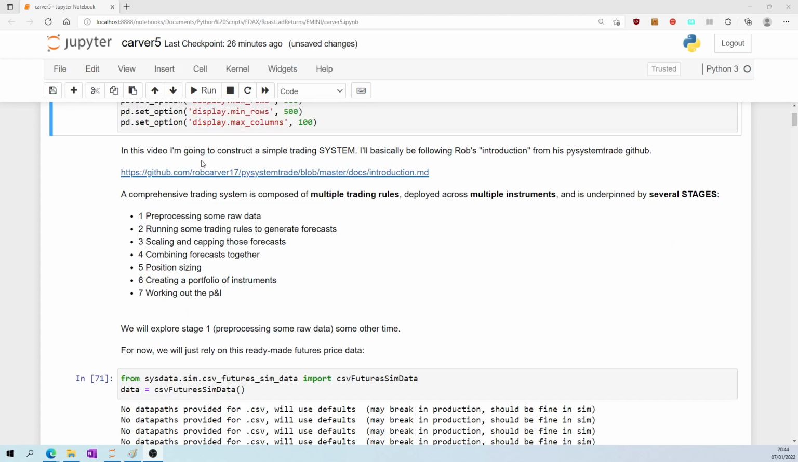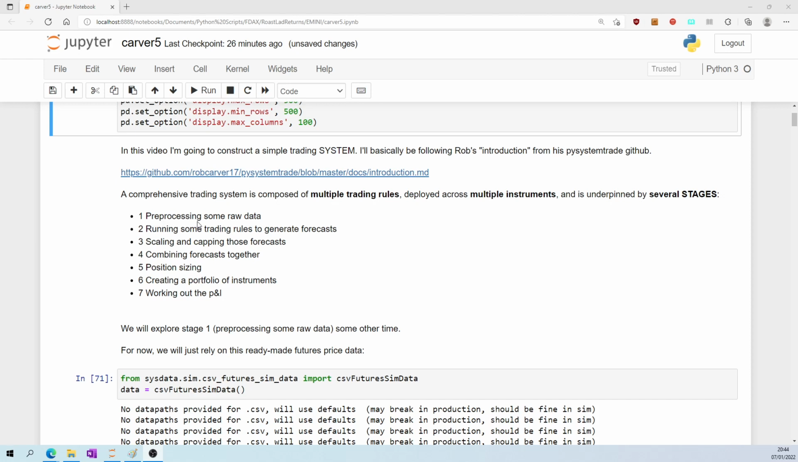In this video, I'm going to construct a simple trading system. I'll basically be following Rob's introduction from his PySystemTrade GitHub. There's the link to that page. A comprehensive trading system is composed of multiple trading rules deployed across multiple instruments and is underpinned by several stages.